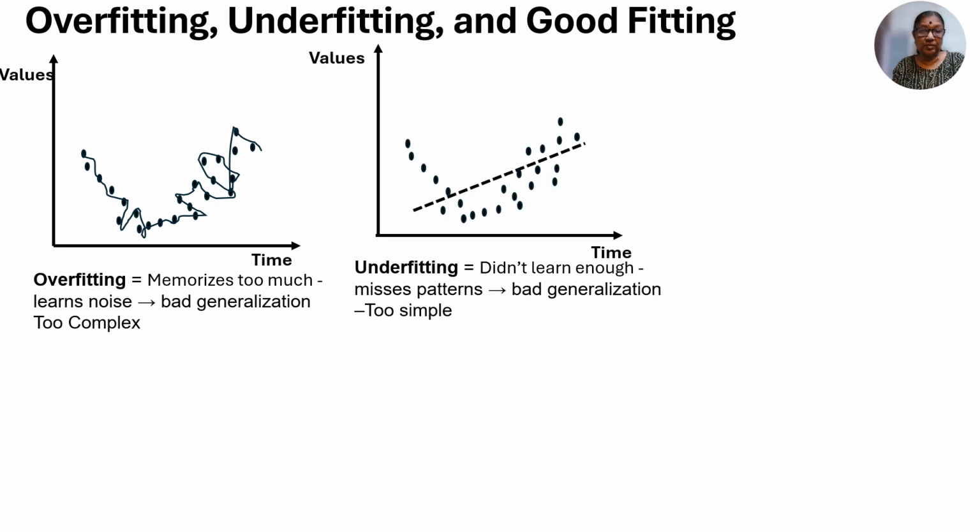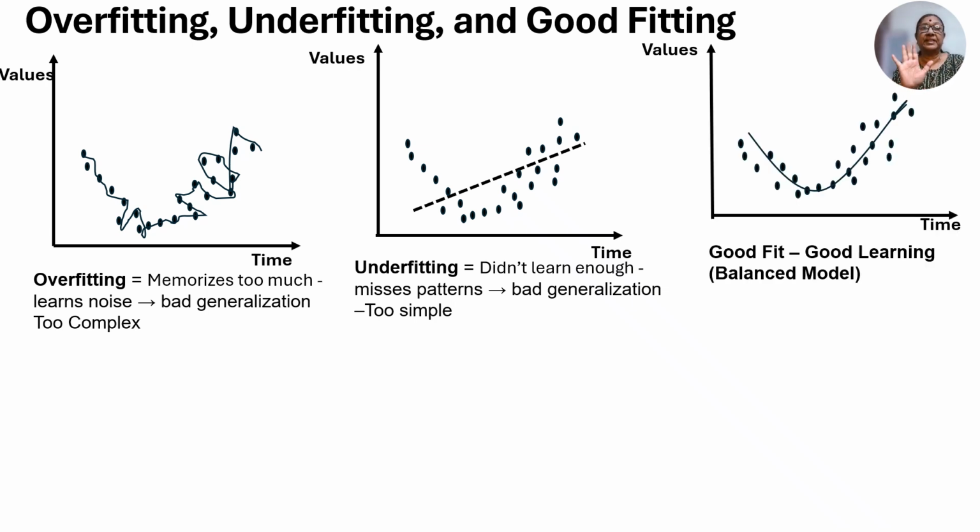Now the other side of the coin. Let's look at underfitting. In underfitting, you didn't learn enough, not enough details. So it misses the patterns. Again, bad generalization, and the model is too simple. What we actually need is a good fit. That means good learning, good generalization, and it's a balanced model.